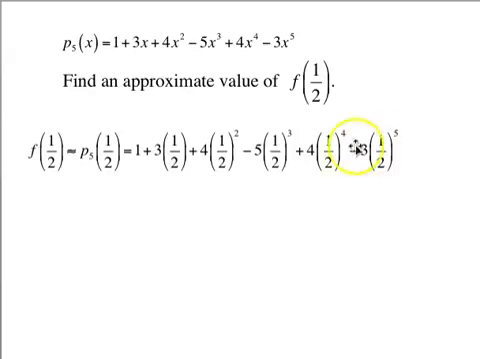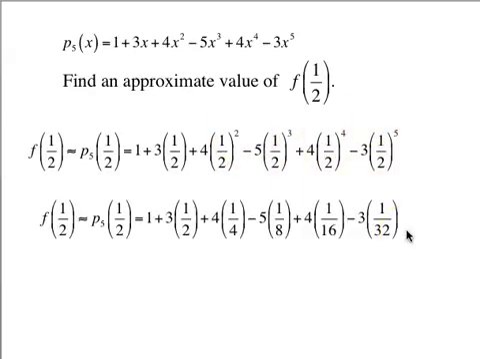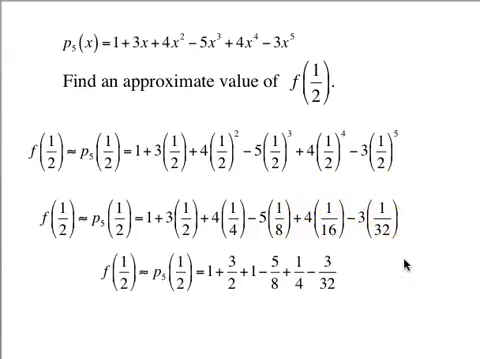And what will that be? That's, of course, a quarter, an eighth, a 16th, a 32nd. So 3 times a half is 3/2, 4 times a quarter is 1, 5 times an eighth is 5/8, 4 times a 16th is a quarter, 3 times a 32nd, negative 3/32. And then just adding up those fractions, we get 97/32. So you can use a Taylor polynomial to approximate values of the function near where it's centered. That's one of our advantages.